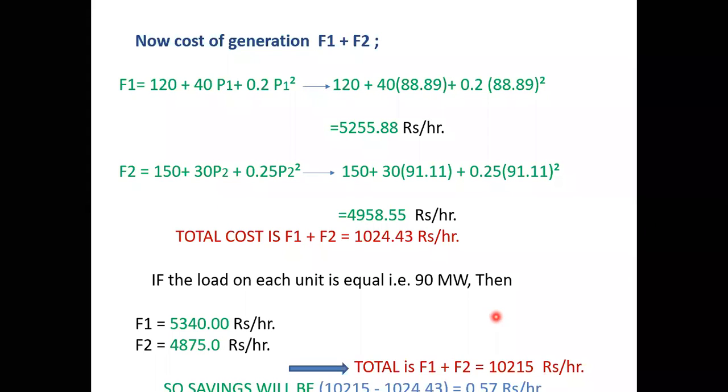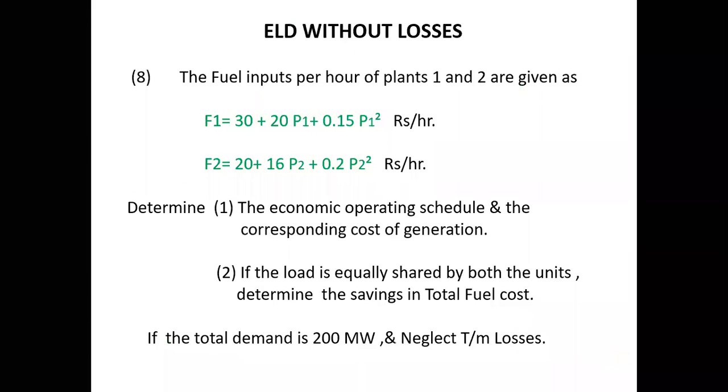Okay, next we will move to one more problem. All of you look at this problem. Yes, very good. Roll number A6 is giving the response at 1014.43 rupees per hour. Very good. So all of you look at this problem.